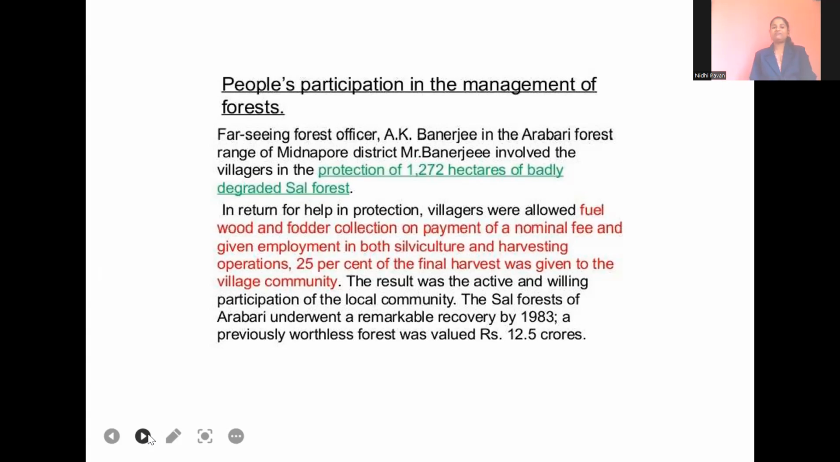The result was active and willing participation of the local community. The villagers were also involved. The Sal forest of Arabari underwent a remarkable recovery by 1983, valued at around 12.5 crores. Nowadays, if anyone is cutting a tree on the roadside in our area, we will not get the courage to ask why they are cutting, right? But see the participation of the villagers over there. Like that, we should have the mindset that we are the stakeholders, we are making maximum use of that forest.